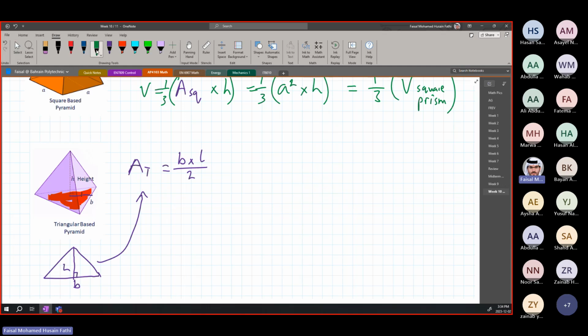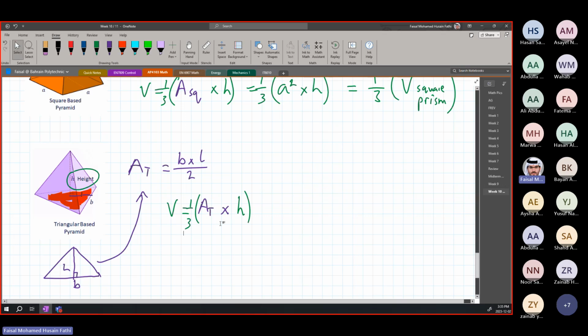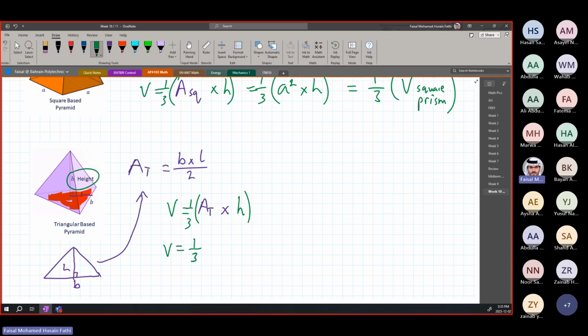Then we will do the exact same concept for the volume. Volume is going to be just the area of the triangle times the height. Again, multiply all of it by 1/3 because it is in a pyramid shape. If you notice, this is again the same thing. The volume is going to be 1/3 the volume of a triangular prism. Same exact thing.